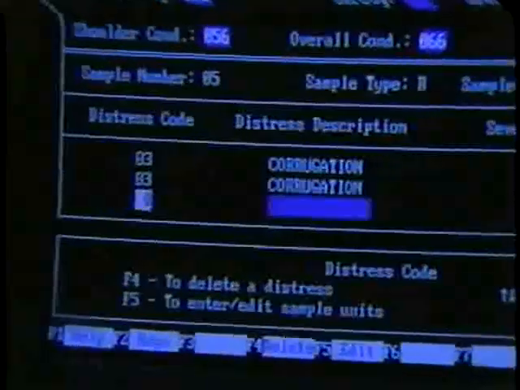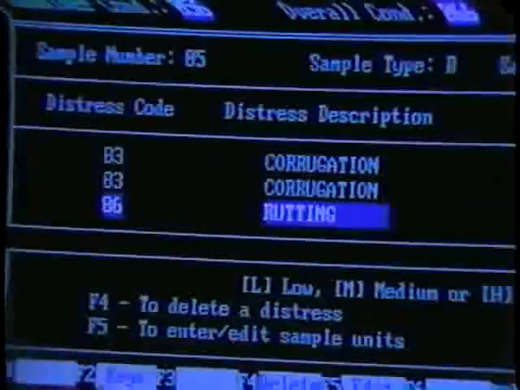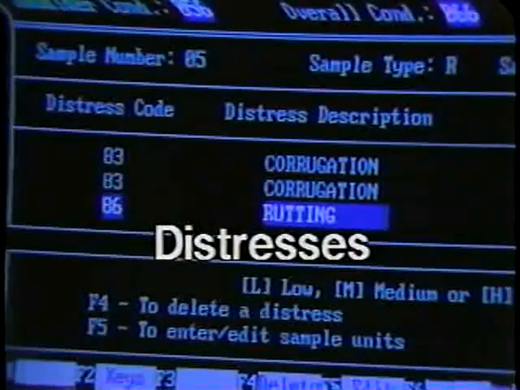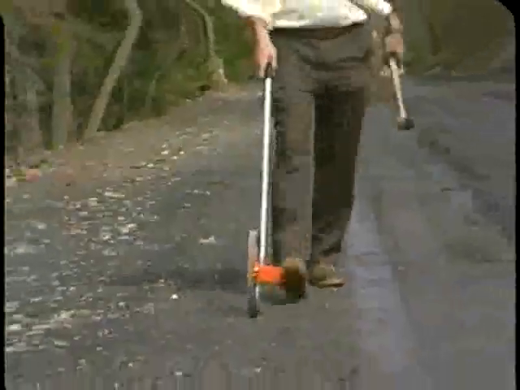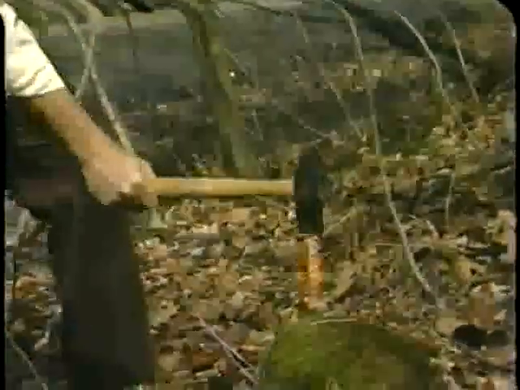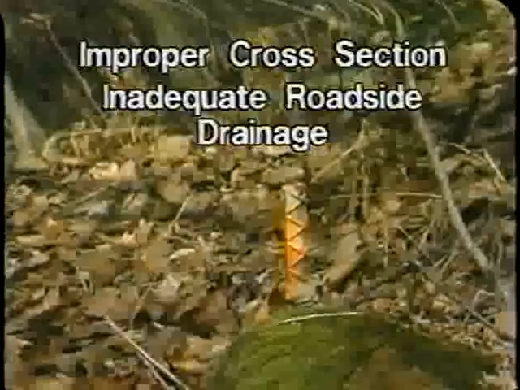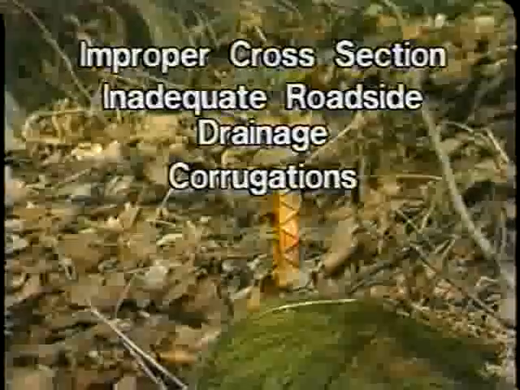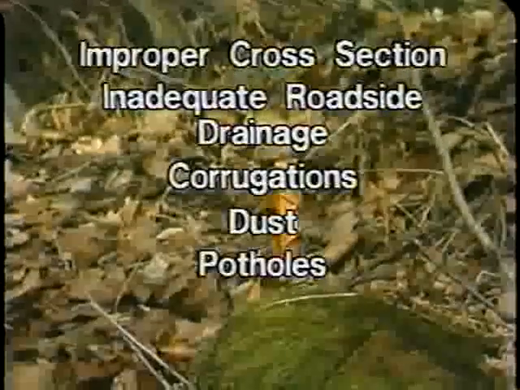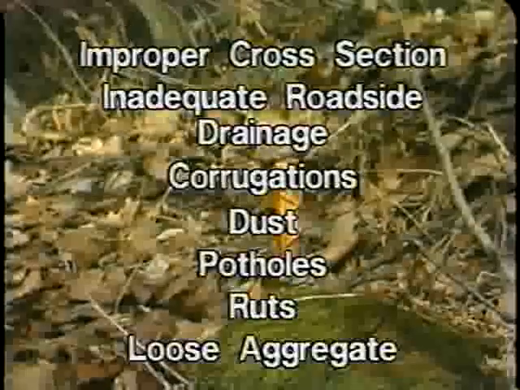In this tape, we will show you how to measure and record 7 road problems called distresses. This field manual will be an important guide for you. In the back of the manual is an inspection sheet. This is the form you'll use when you measure the distresses. The areas where you will make measurements, called sample units, have been marked for you. Your inspection involves measuring all of the distresses in the sample unit. They are improper cross-section, inadequate roadside drainage, corrugations, dust, potholes, ruts, and loose aggregate.